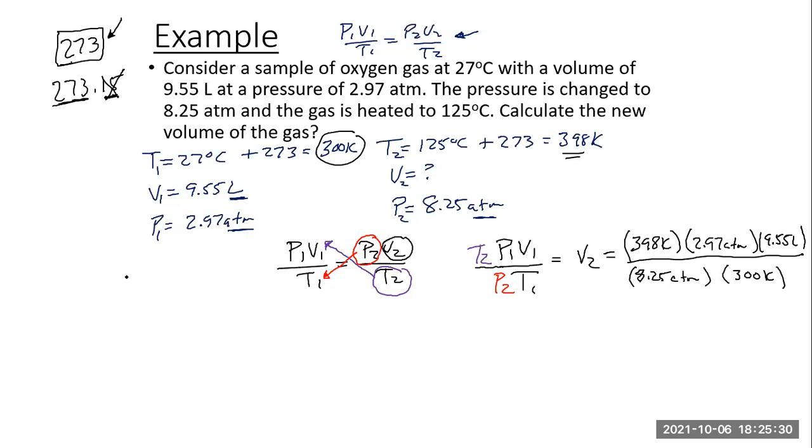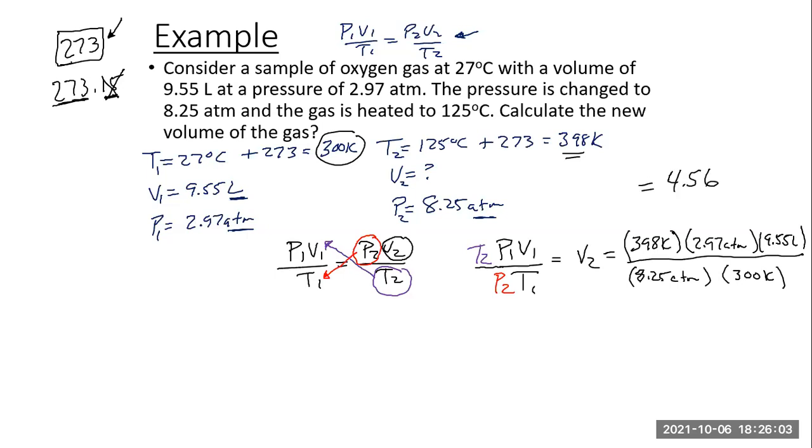Okay, then I'm going to grab my calculator and see what we ended up with. We're going to multiply everything on the top: 398 times 2.97 times 9.55. Remember to hit equals at this point. Then I would personally divide by the first number on the bottom, which is 8.25, hit equals again, and divide by the last number, which is 300, and hit equals. That leaves us with 4.56.